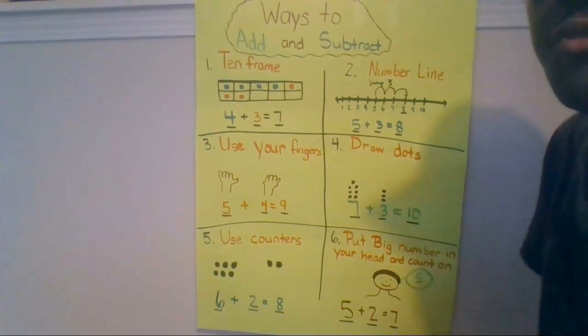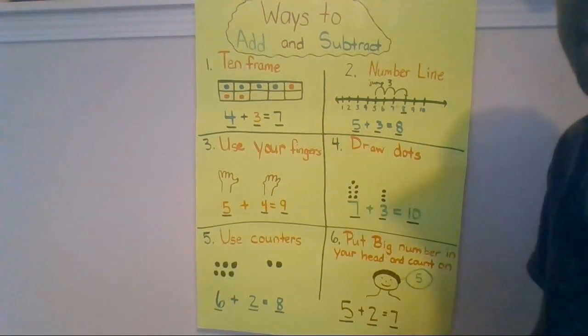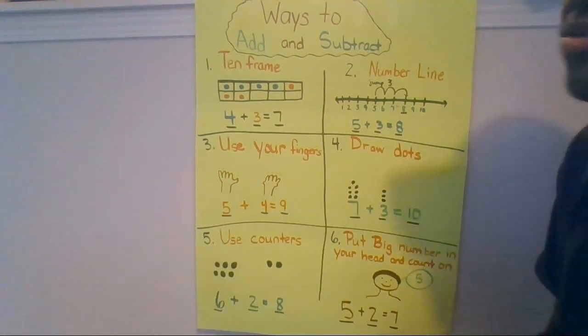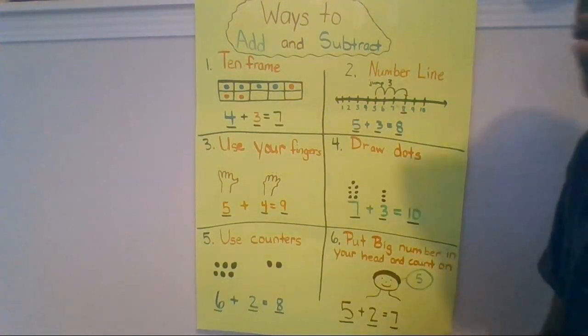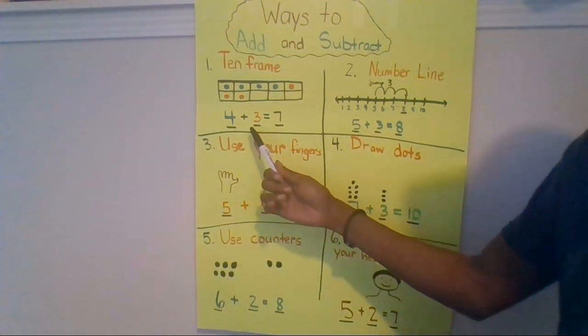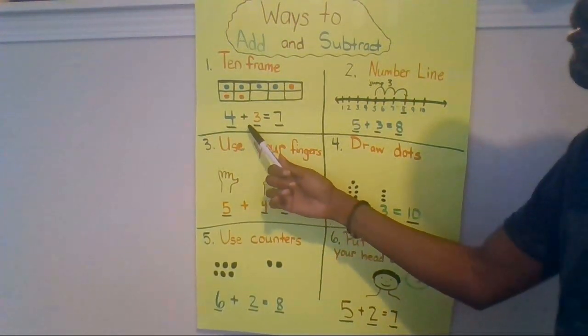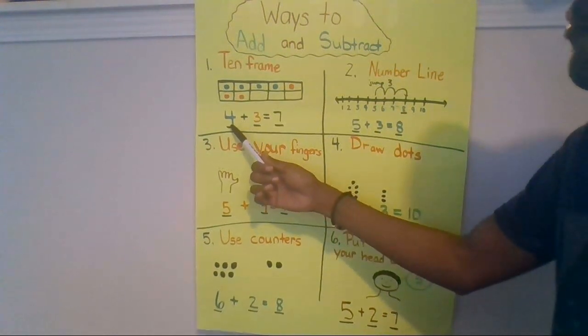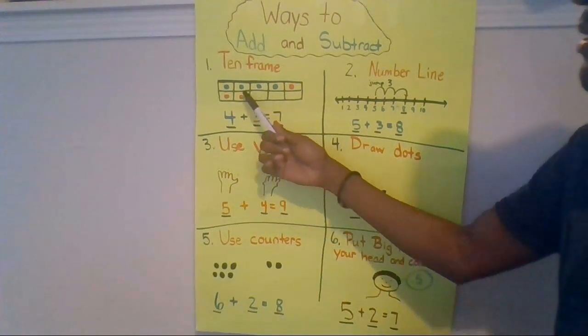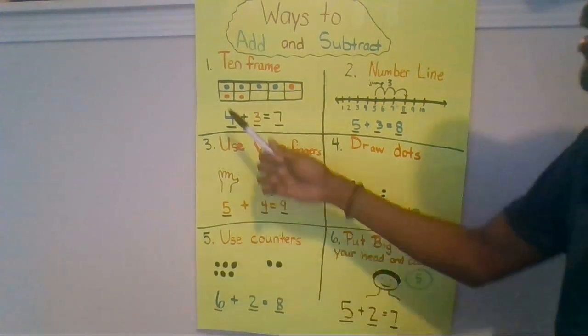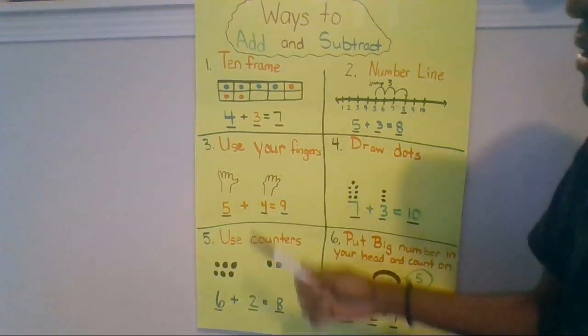Good old-fashioned 10 frame. We know the 10 frame is a frame that has 10 spaces in it. We can use our counters to put them inside those spaces, or we can use a pencil or a crayon or a marker to draw in. Now, when we use the 10 frame, we always have two parts when we add. We have 4 plus 3. So we use the 4 in blue dots, and we use the 3 to represent in red dots, okay? And we count those dots together, and we come up with 7, all right?